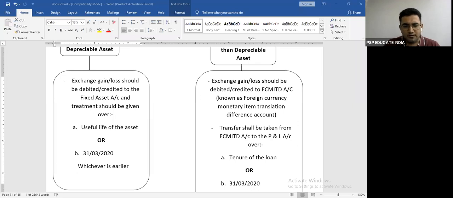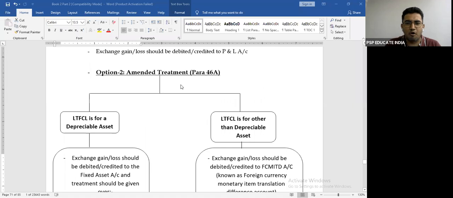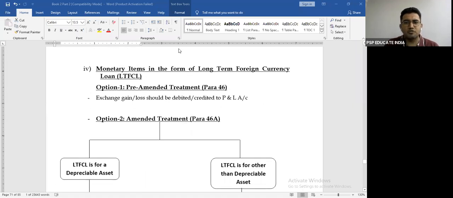Right, so you have to go back today and revise the entire Accounting Standard 11, whatever we have done. Your next lecture is on Sunday at 8 o'clock. We will begin sharp at 8 o'clock, and then we should be in a position to understand this entire concept and do a lot of questions based on monetary items in the form of LTFCL.